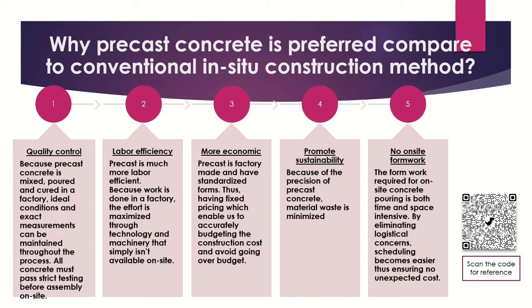The fourth one is that it can promote sustainability. Because of the precision of precast concrete, material waste will be minimized. The fifth one is because precast concrete has no on-site formwork. The formwork required for on-site concrete pouring is both time and space intensive. By eliminating logistical concerns, scheduling becomes easier, thus ensuring no unexpected costs.